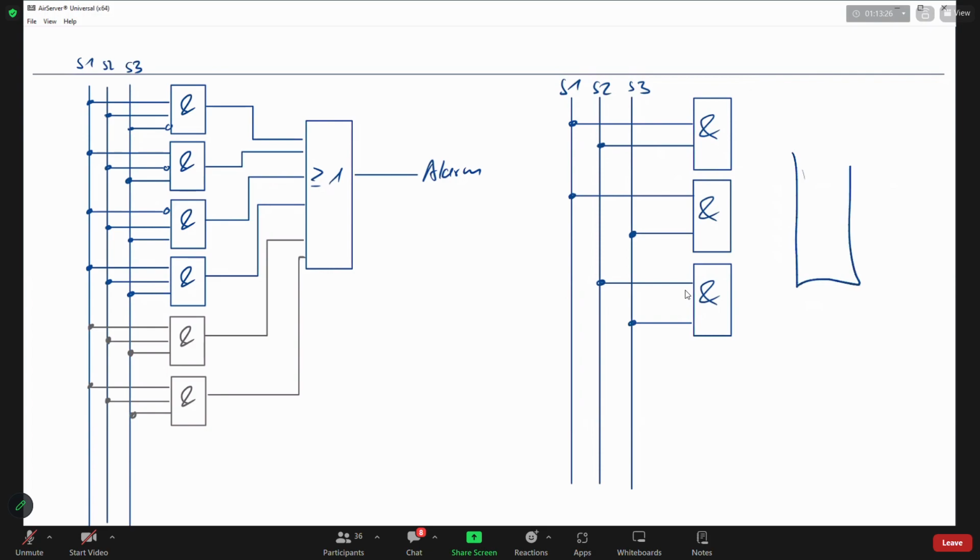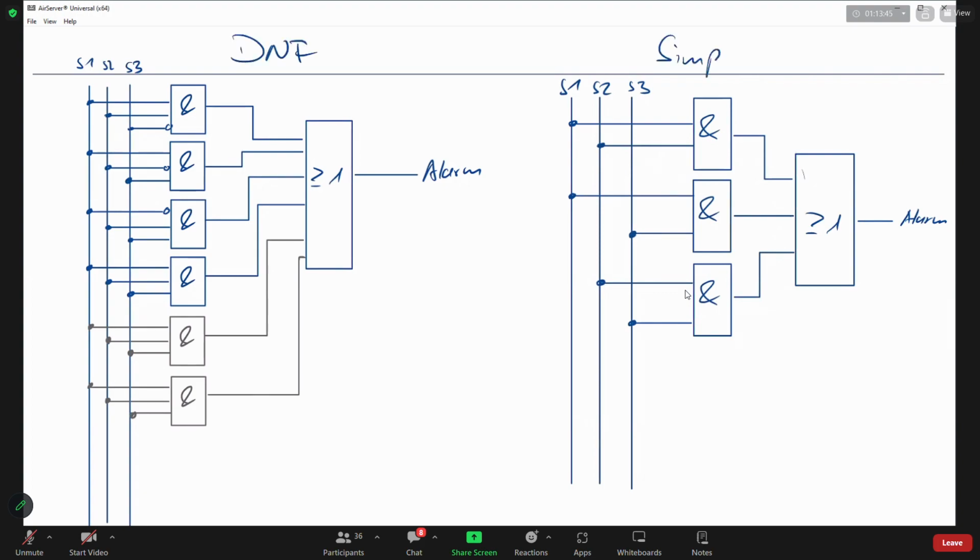And they are feeding into an OR, which is our alarm. And that's not a simplified one. So here we have the DNF, and here we had the simplified one. Independent if you are simplifying DNF or if you are using the K-map to simplify.